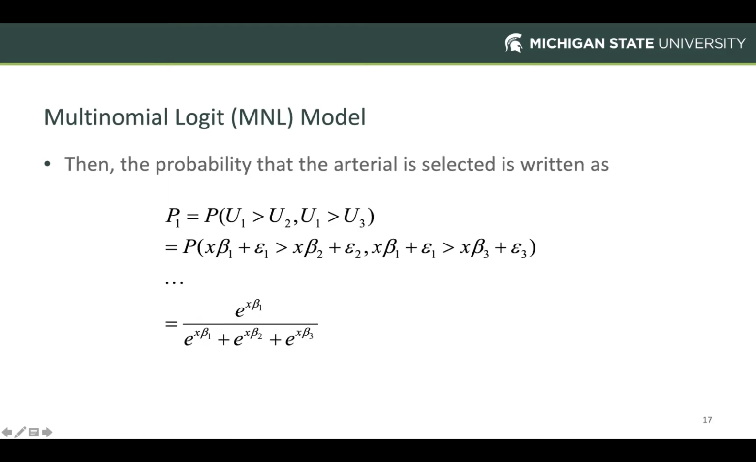And so consequently, the probability of someone selecting the arterial, which would be route 1 in this case, would be the probability of its utility being greater than the utilities for route 2 and 3, which again would be the rural 2-lane highway and the freeway respectively, okay? And so we'd have this general equation here to calculate the probability of an individual selecting route 1, the arterial road.